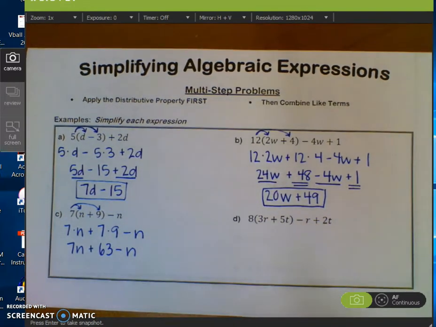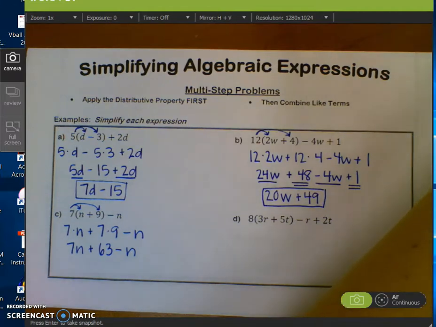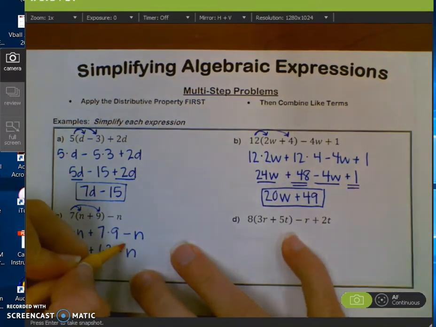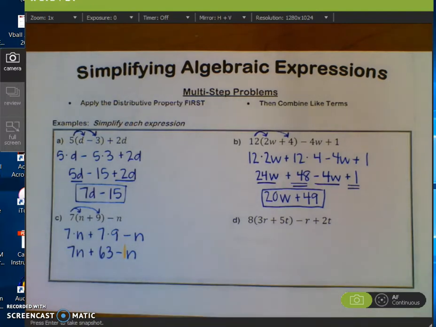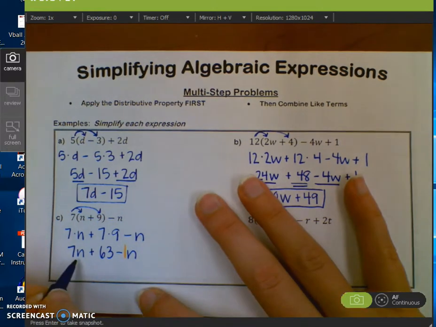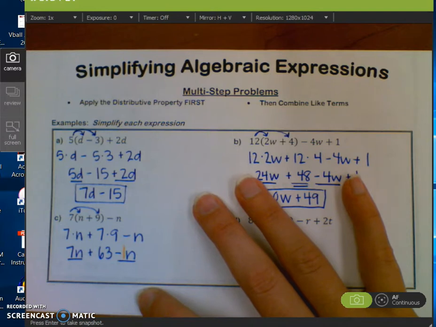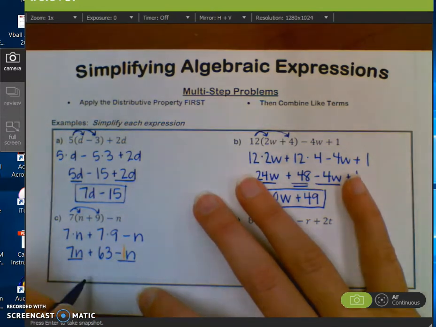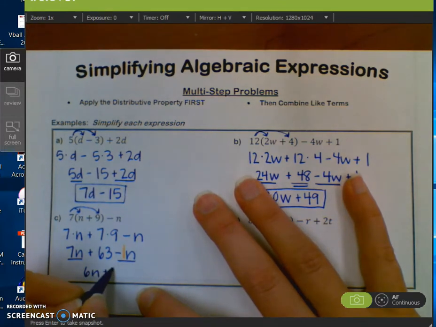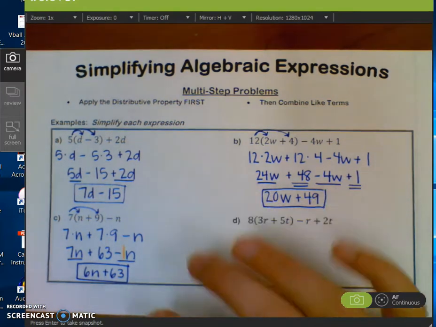If it helps, I always put a 1 in front of this n, because this is 1n. Anytime you multiply 1 by another number, it's still itself, so it doesn't change the value to put a 1 in front. So now I recognize 7n minus 1n. Those are like terms. They have the same variable, which is n, and the same exponent. So 7 minus 1 is 6n, plus 63 is my simplified form here.